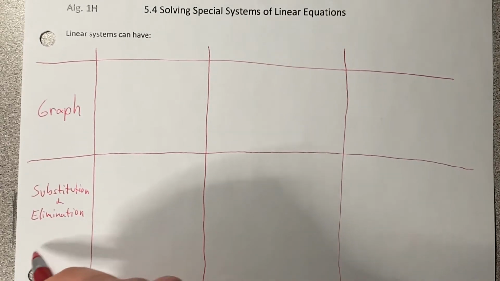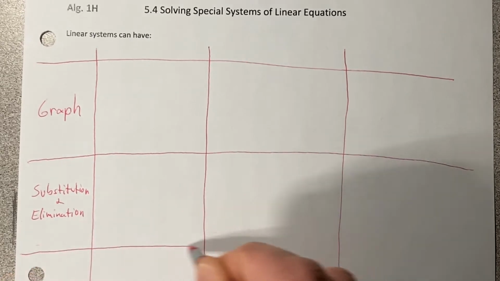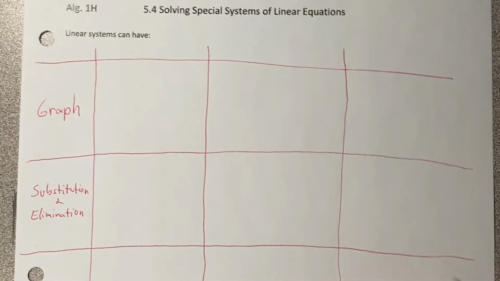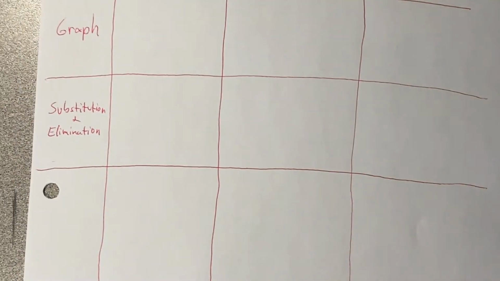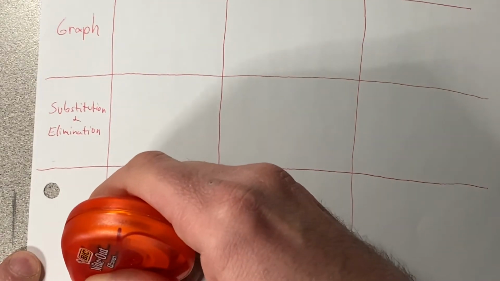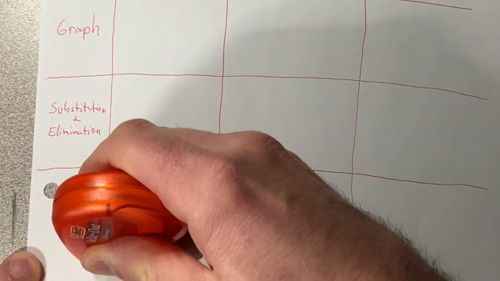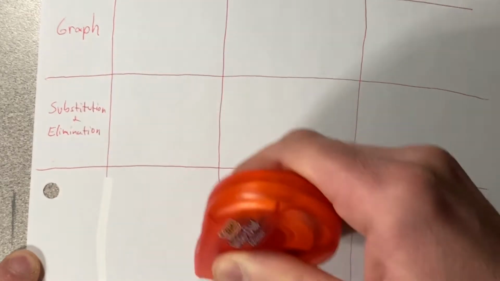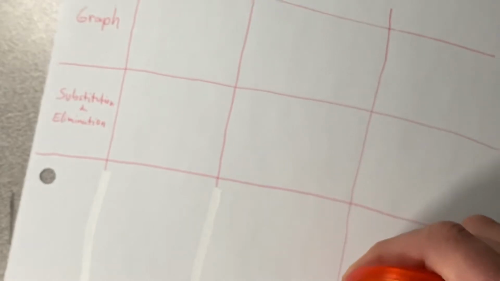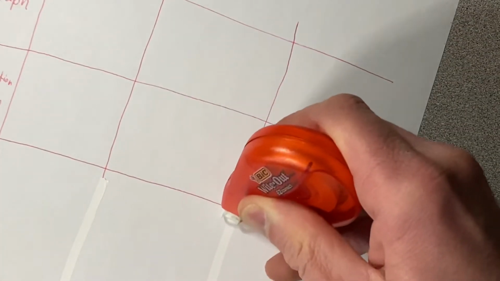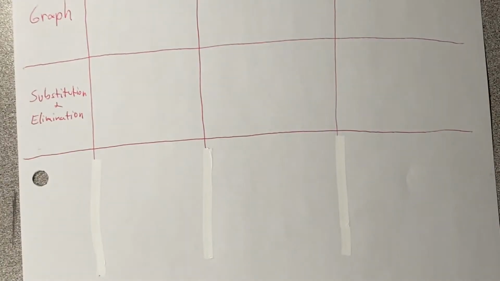I probably had a little too much space down there. I'm going to need some of that space, so I'm just going to use my oops tape here and clean that up a little bit. There we are. All right.